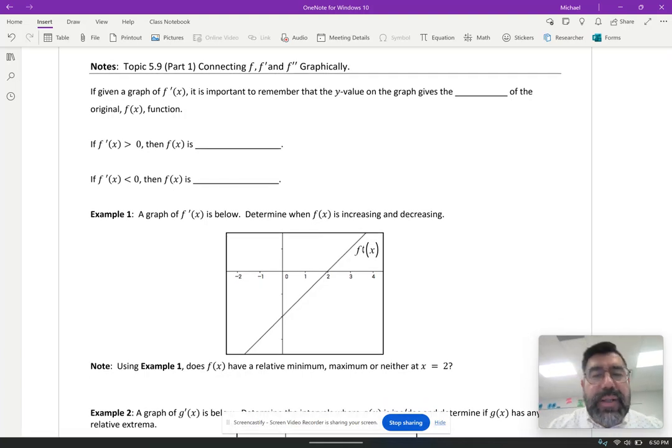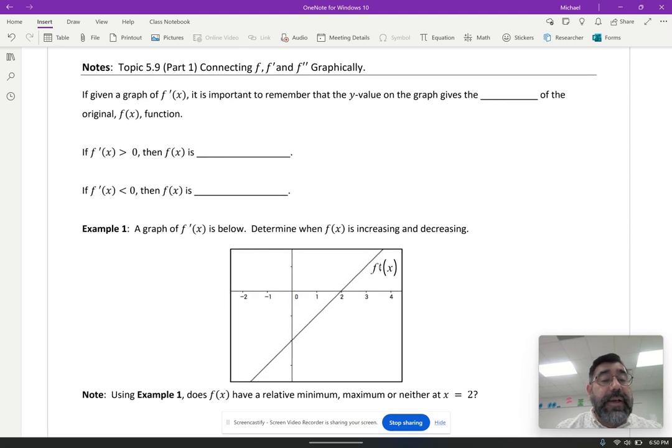Hello, good people. I'm calling this video number 4, but it's the first part of the 5.9 section of Unit 5. It kind of continues our work with graphs of f and f prime and trying to connect them, making sure that we understand what kind of information we're being given.